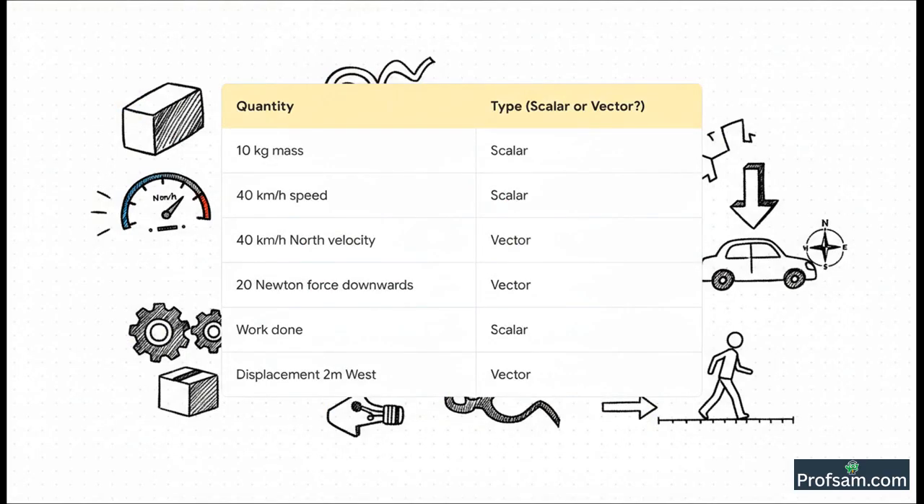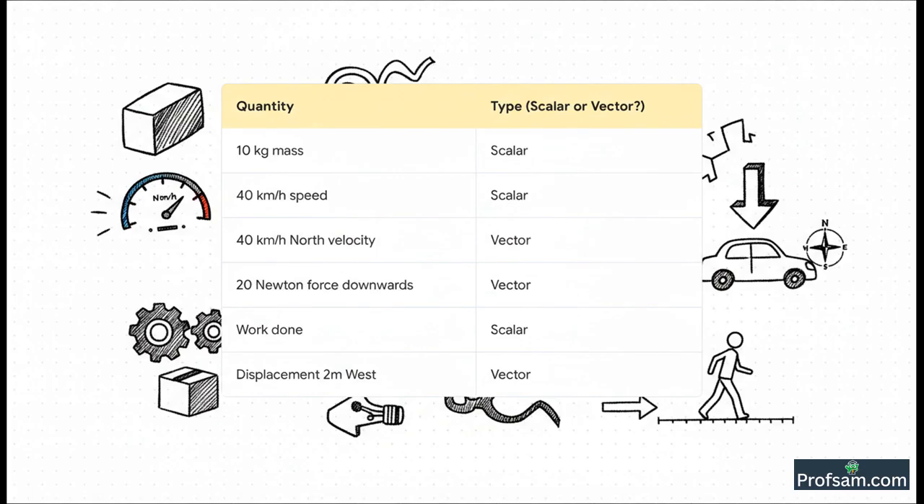First up, 10 kilograms mass. Does direction matter? Is 10 kilograms north any different from 10 kilograms south? Not at all, so direction doesn't matter. It's a scalar. Next, 40 kilometers per hour speed. This just tells you how fast you're going, not where you're going, so scalar.